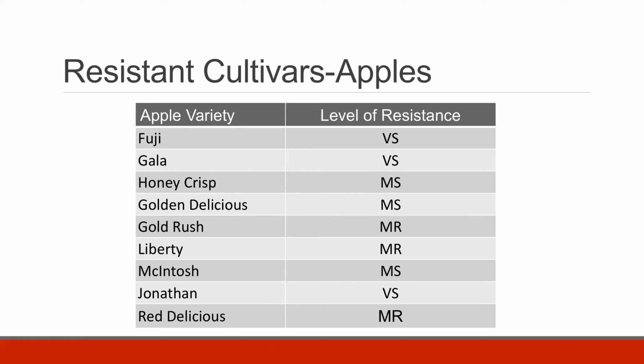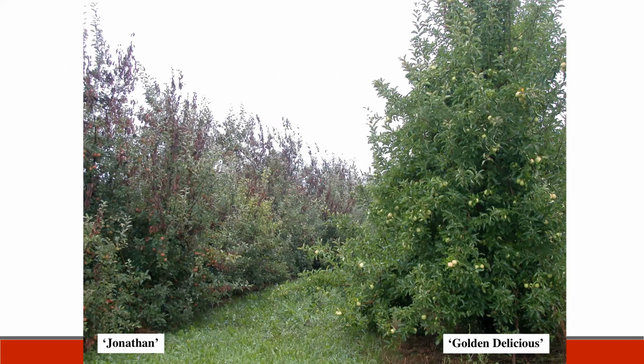However, when it's compared side by side with Jonathan, which is very susceptible, in a year where the conditions are favorable for disease, Golden Delicious, shown here on the right, actually has a resistant phenotype when it's compared right next to Jonathan, which is very susceptible.